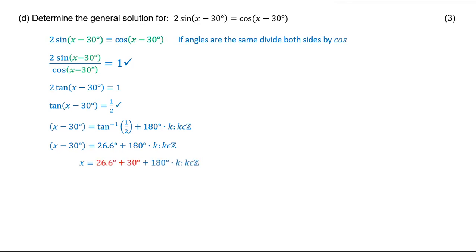Now, all I did was just to transpose 30, and I'm left with x on the left-hand side. When I transpose 30, it'll be plus. The reason why I highlighted those two in red is for you to see that those are like terms. And that 180 is not a like term because that 180 has a variable k multiplied with it. So I cannot add that 180. So I only add 26,6 degrees with 30, which will give me 56,6 degrees. And that's it. Done.